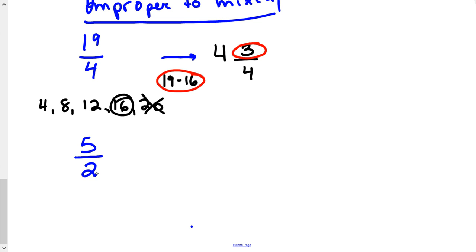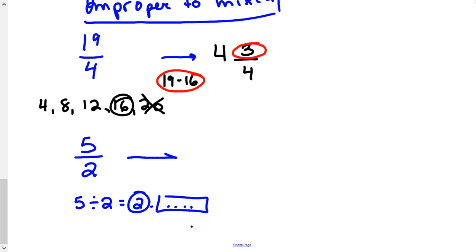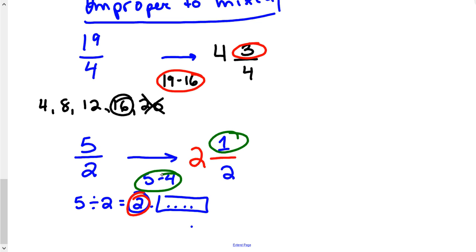So like let's say I had 5 over 2. If I go 5 divided by 2, I know it's 2 point something. I don't really care what this little bit is, but I know at least 2. So that 2 gets to come over here. The 2 down here stays the same, so 2 times 2 is 4. 5 minus 4 is 1. And I'm going to circle that this time in green. So either way works, whichever way makes more sense for you.